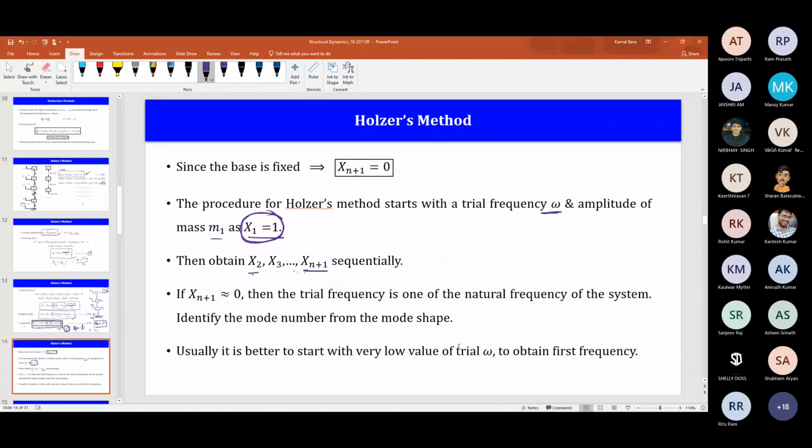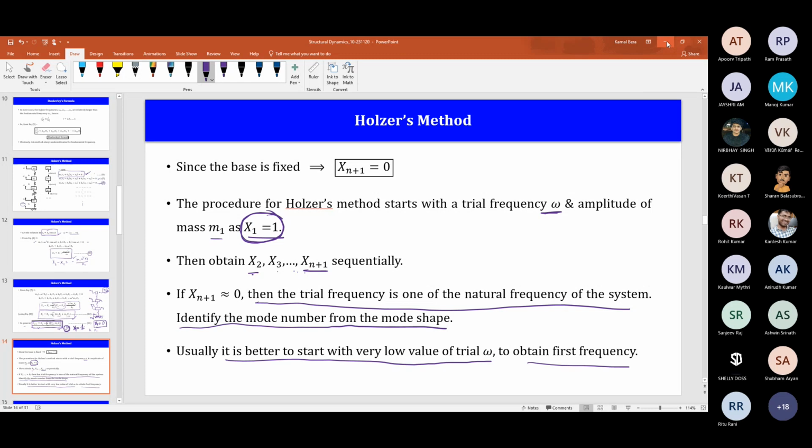So it is written here. If xn plus 1 is nearly equal to 0, then the trial frequency is one of the natural frequencies of the system, right? That I just told you. The trial frequency that you are choosing is one of the natural frequencies of the system. Identify the mode number from the mode shape. Usually it is better to start with a very low value of trial omega to obtain the first frequency. So let me open the Excel sheet.